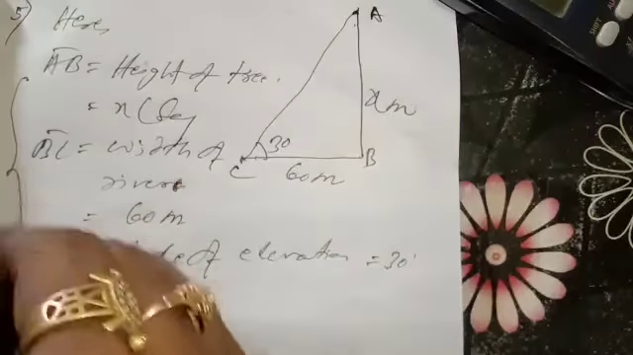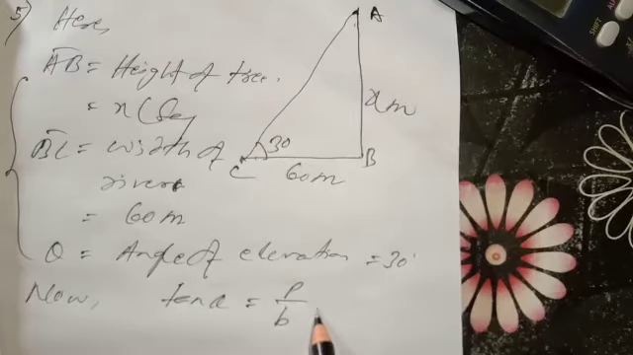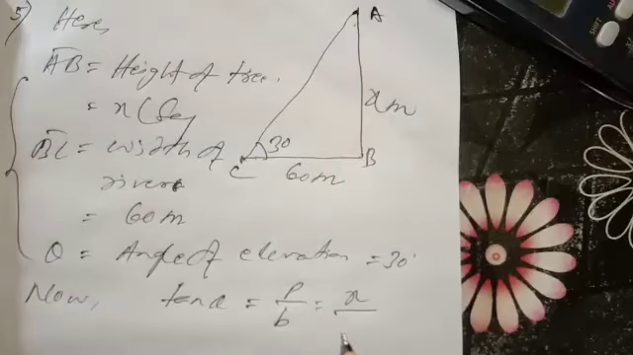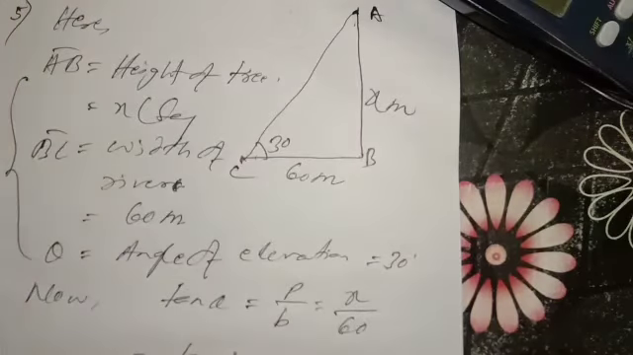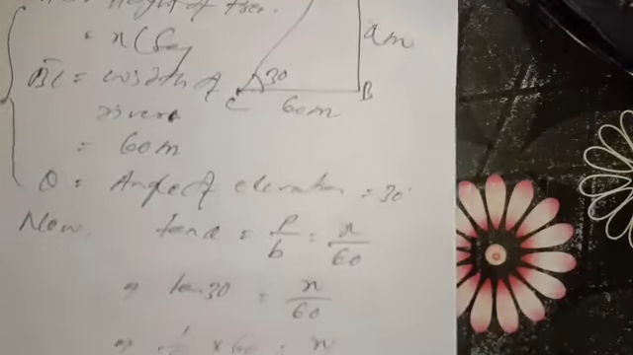Now you have to apply tan theta. The tan theta formula is perpendicular by base. Perpendicular means the side in front of the angle, x, I have taken here, and BC means here 60 meter. Tan 30 degree is equal to x by 60. Tan 30 value is how much? 1 by root 3. So 1 by root 3 into 60 is equal to x.